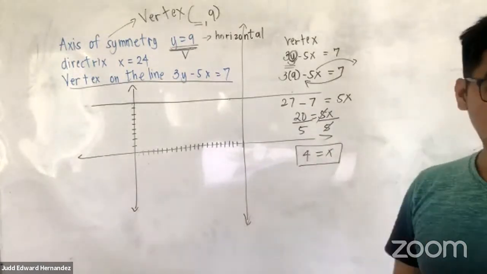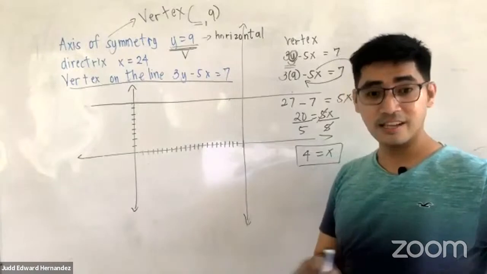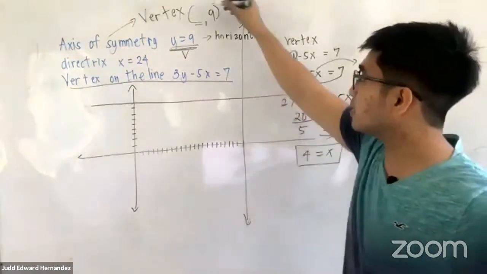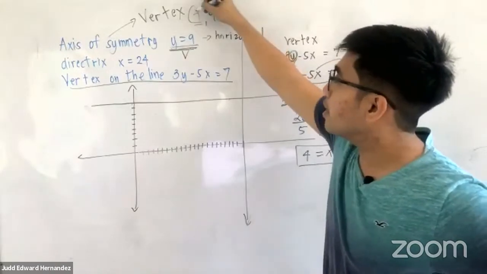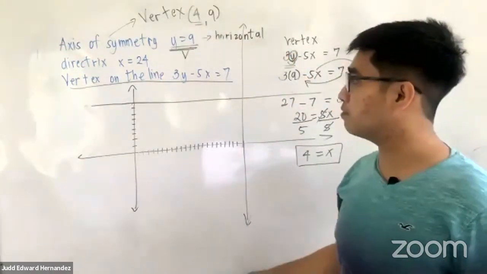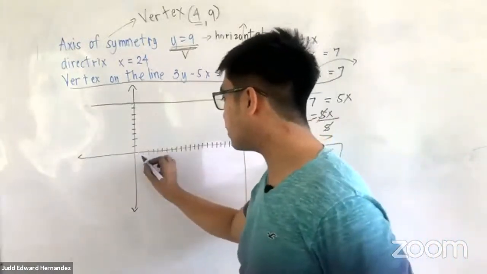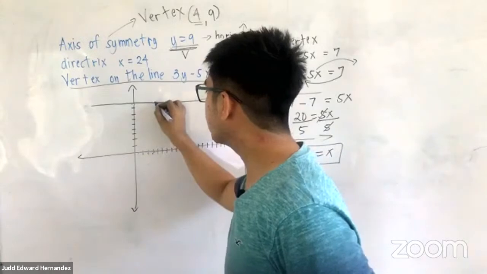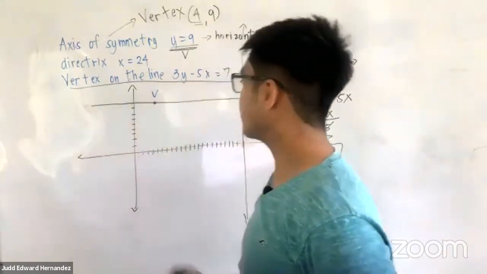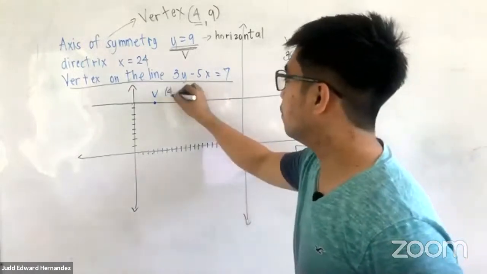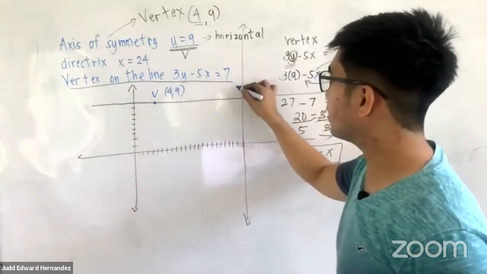Then, nakuha na natin yung vertex. At saan located yung vertex? The vertex is located at 4, 9. Okay. Maliwanag kung saan nakuha yung vertex ha. So, graph natin. 1, 2, 3, 4. 4 and 9. So, this is now the vertex. And it is located at 4, 9. This is the directrix.